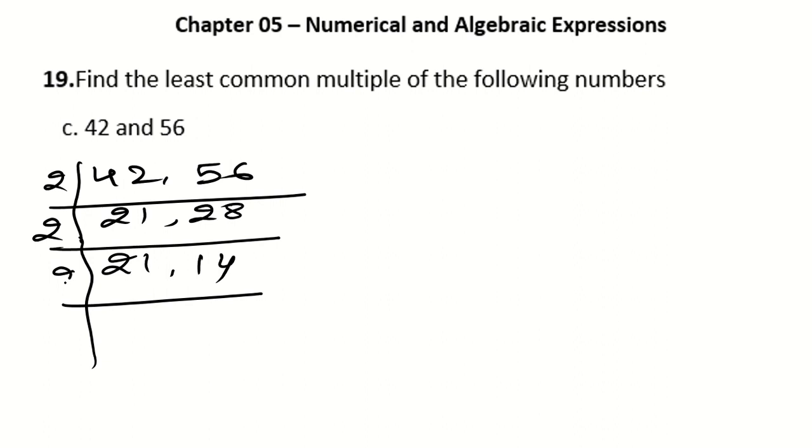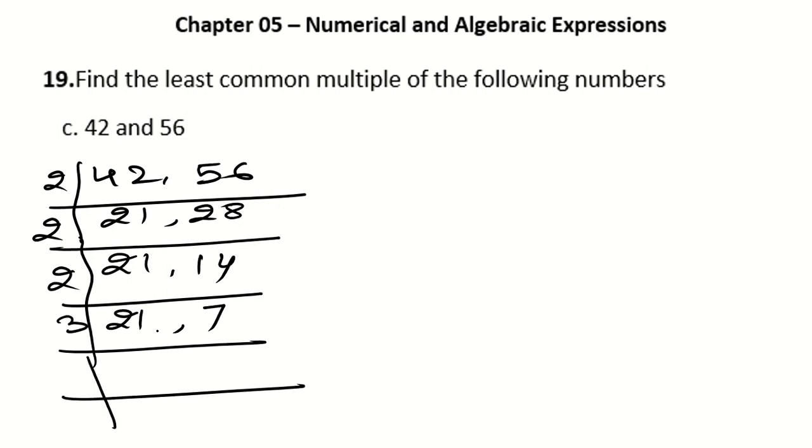Then divide by 2 again, 21 not possible, so write same to same. 14 divided by 2, 7. Now we can divide 3 by 21. So this is 7, and here also 7, because 7 cannot be divided by 3. Here it is 7, so 1 here and 1 here.